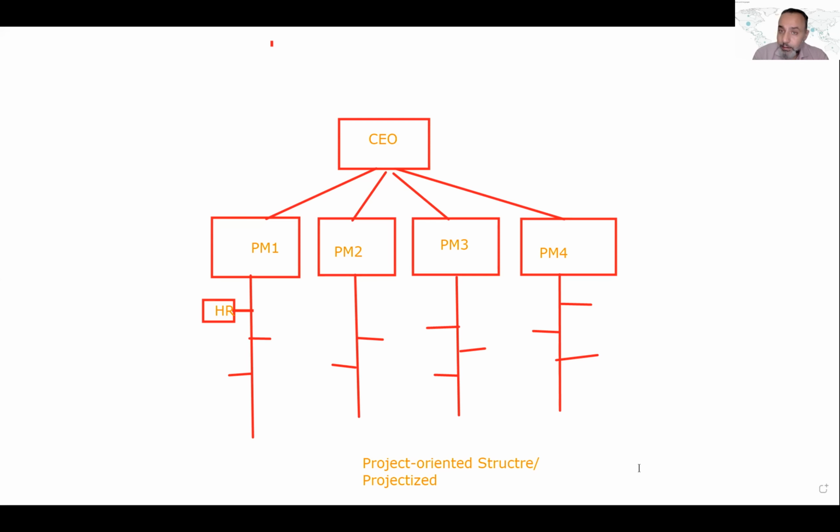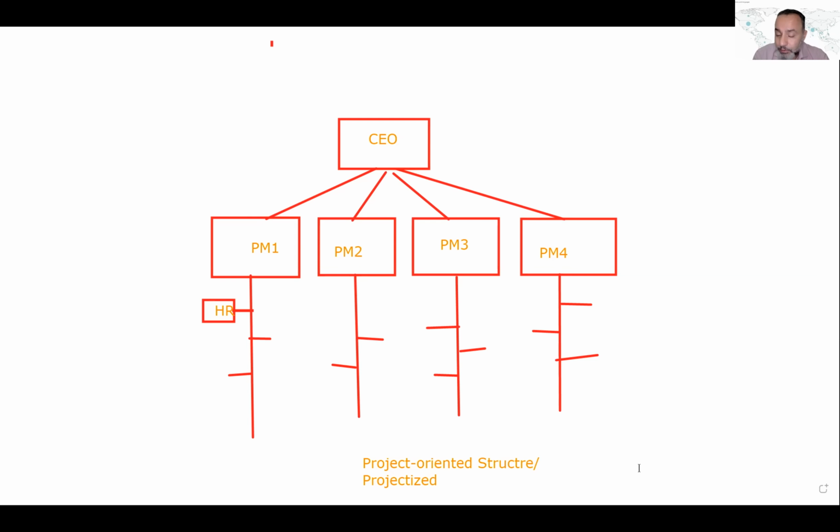Like Bin Laden, like Amar, like Sawady, each project is an independent project with its own staff, with its own budget, with its own resources. Now, what's the main drawback? What's the main disadvantage of this structure? What's the issue here with this structure? The issue here is it's costly, yes.